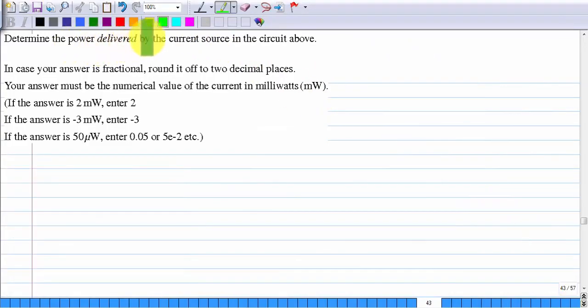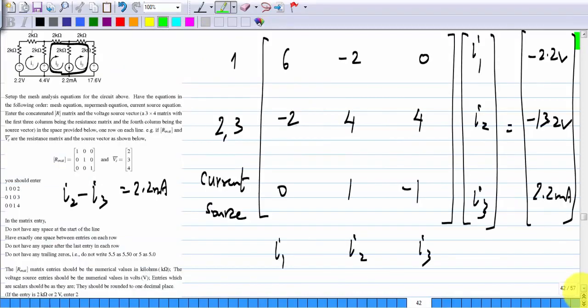And you are asked for the power delivered by the current source. Basically, the power delivered by this 2.2 milliamp current source will be 2.2 times voltage in that polarity. Okay, so that voltage is what you have to find. Okay, and how do you find that?